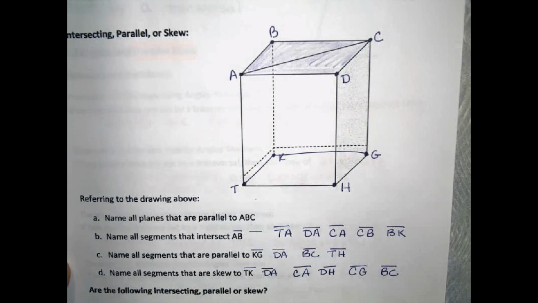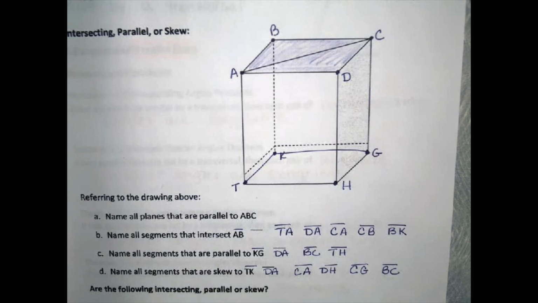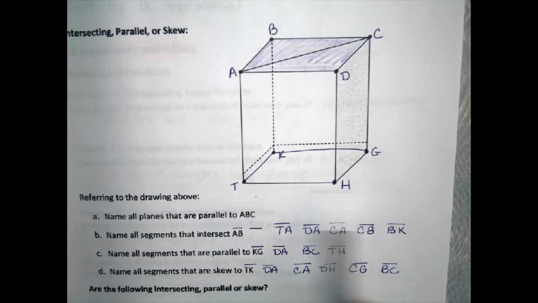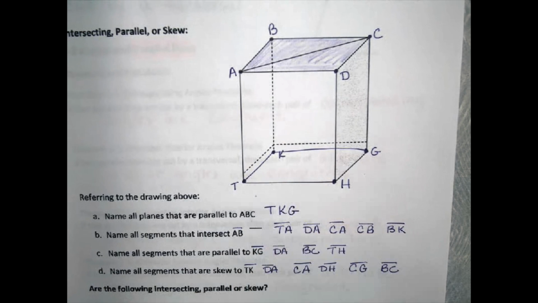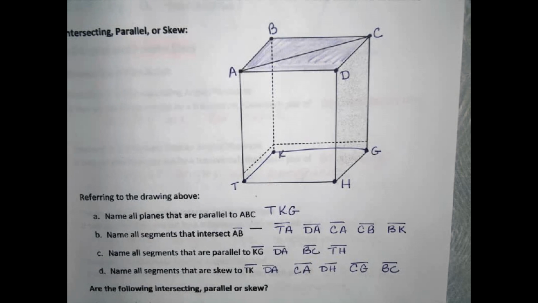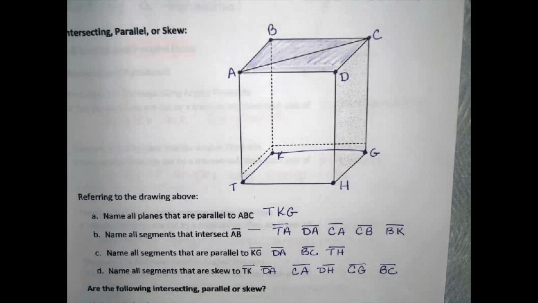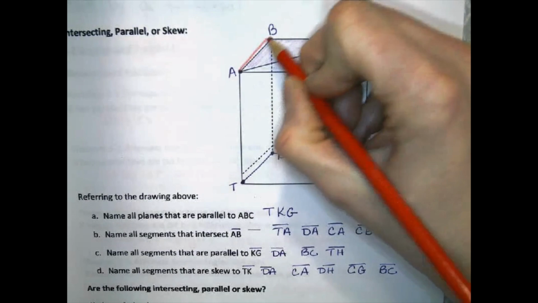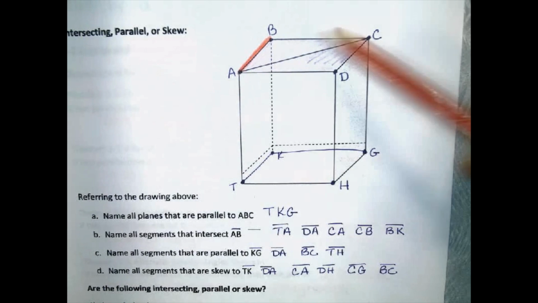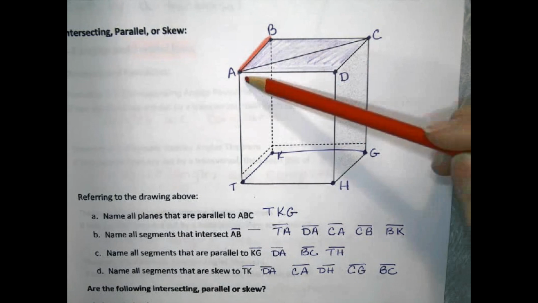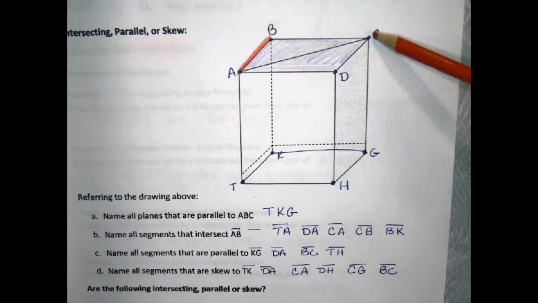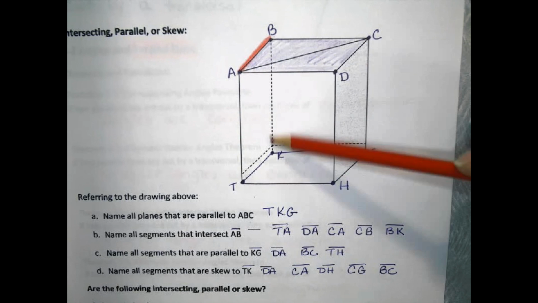Keeping in mind that a plane is named by just 3 points, I am looking at the plane at the bottom of the box, which I could call plane TKG. I could really name it using any 3 of the 4 points. The second question says name all segments that intersect segment AB. This is segment AB right here. So I am looking at any segment that's going to intersect. That includes segment TA, DA, CA, CB, and also BK.